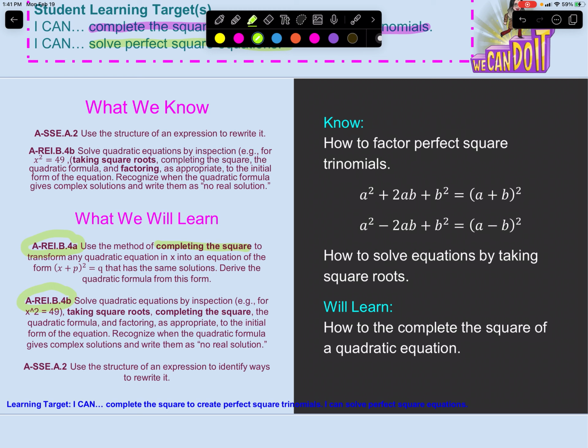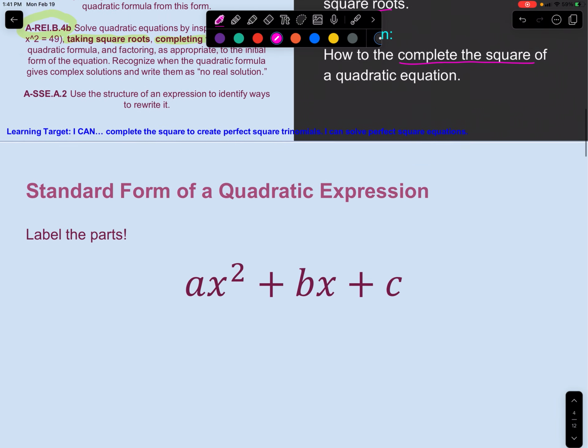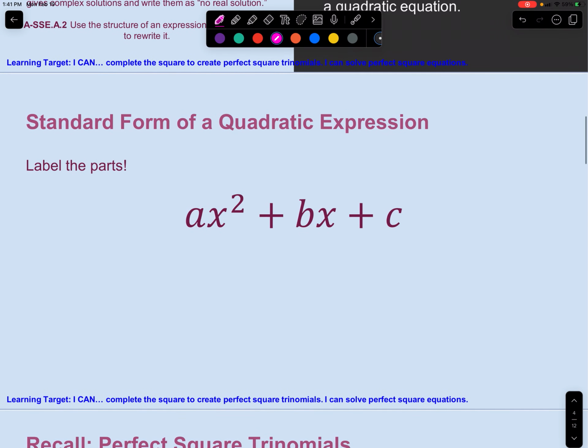And this is going to dip into our taking the square roots from yesterday's lesson, because after we complete the square, then we solve by taking square roots. We're going to need to know these factoring patterns for perfect square trinomials and how to solve equations by taking square roots, bridging us into completing the square. So it's important for us to be able to recognize standard form and the coefficients.